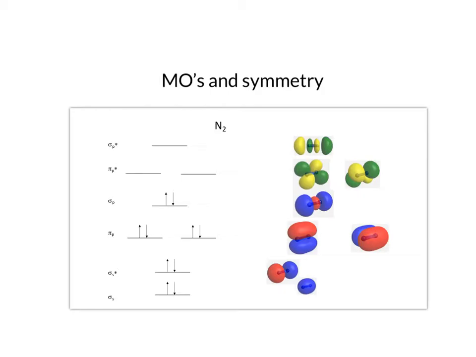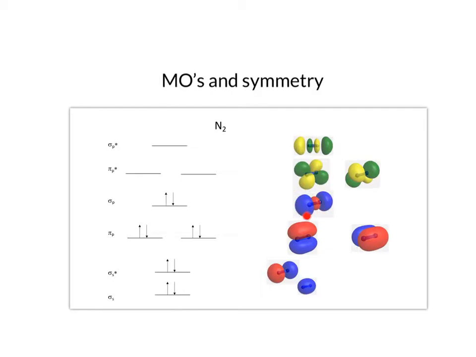So we think about the atomic orbitals on each nitrogen combining to form these molecular orbitals that we're familiar with. A sigma bonding orbital where there's electron density between the two nuclei, a sigma anti-bonding orbital where there's a node between the two nuclei, and then we have some pi orbitals that are formed from overlap of p orbitals in the nitrogen atoms, and we have both pi bonding and pi anti-bonding.